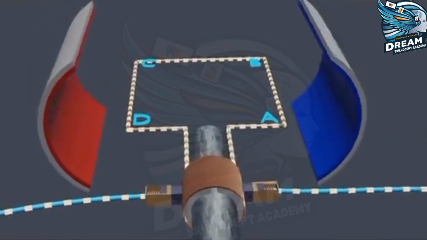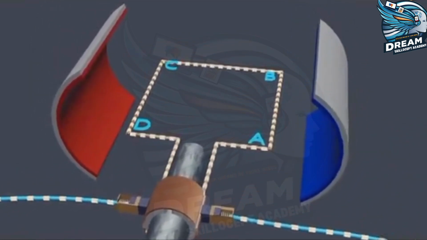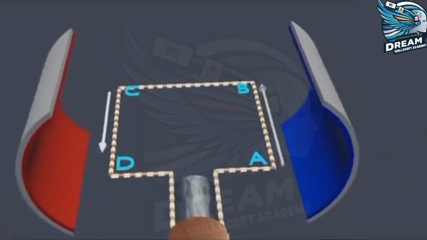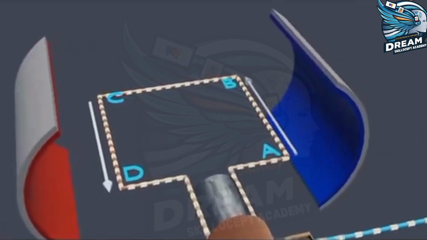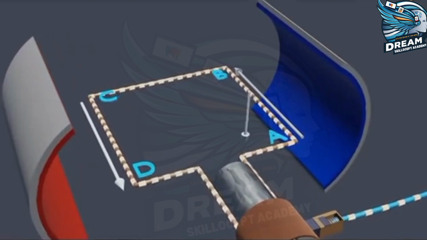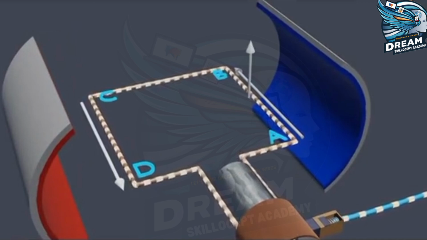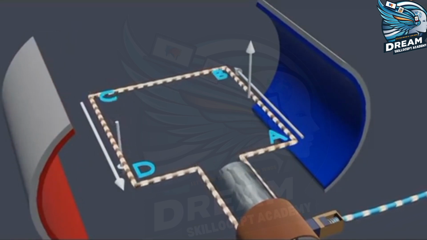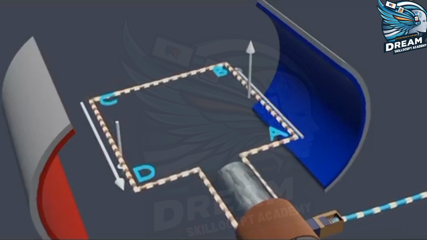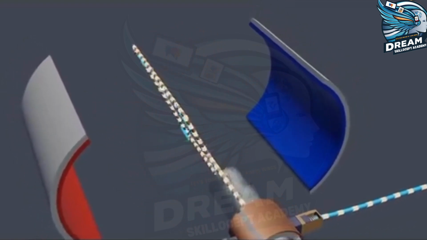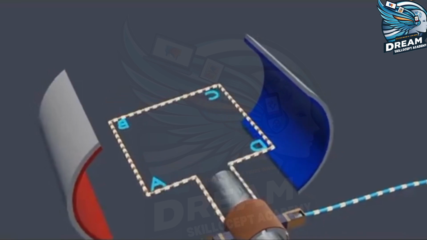The reversal of current also reverses the direction of force acting on the two arms AB and CD. Thus the arm AB of the coil that was earlier pushed down is now pushed up, and the arm CD, previously pushed up, is now pushed down. Therefore, the coil and the axle rotate half a turn more in the same direction.